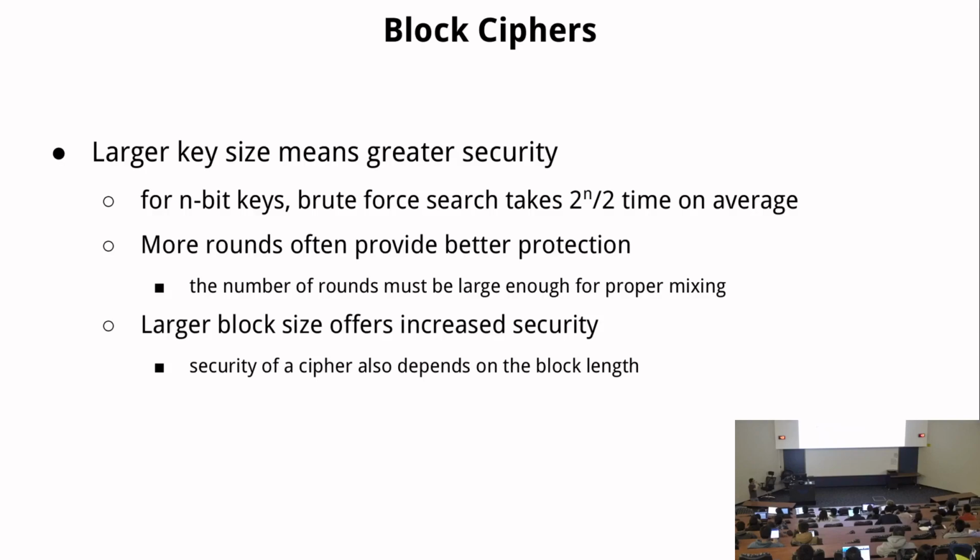So that's why for n-bit keys, on average, the brute force will take 2 to the power of n divided by 2 times for the attacker to crack your system. On average, obviously. For attackers to really crack any ciphertext, they should try 2 to the power of n.